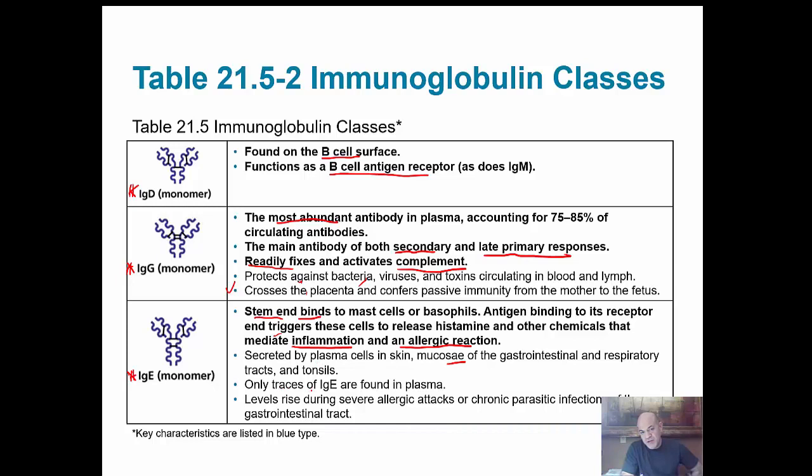Only traces of immunoglobulin E can be found in the plasma, and levels rise during severe allergic attacks or in chronic parasitic infections of the gastrointestinal tract. We would see a rise in these immunoglobulin E.